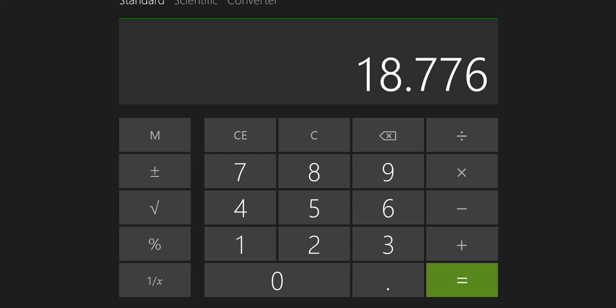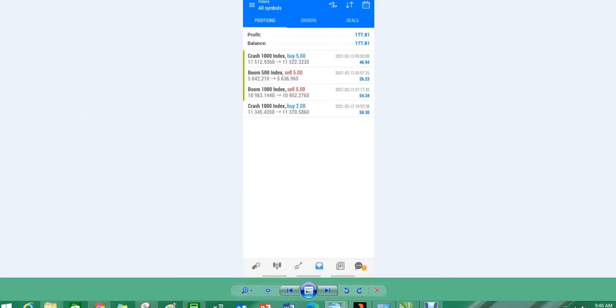Okay, that means this particular person actually spent more than 18 minutes trading that particular asset. Just a single asset gave him $46.94. The second one, which was Boom 500, gave him $26.23. The third one gave him $54.34. You can see that he is spending more time in the market.